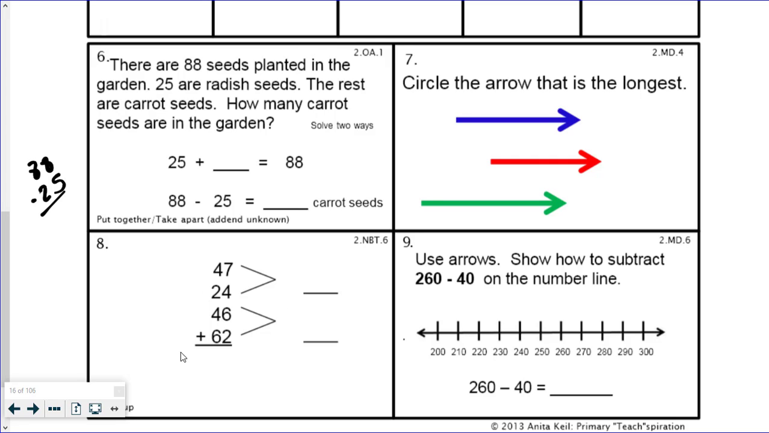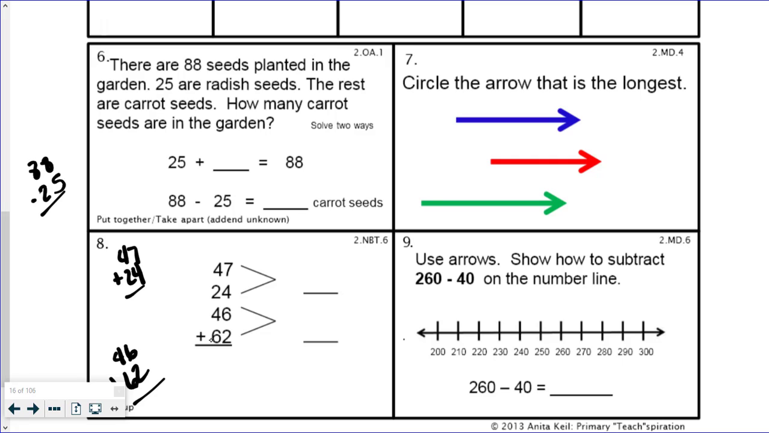Number 8, we've done problems like this before. There are 4 add-ins, and each add-in has double digits. So you're going to want to take your time with this one. First you're going to want to add 47 and 24 off to the side. Put my equal bar, and you'll want to put the answer right here. Then you'll want to add 46 plus 62, and then put that answer here. And then once you have these two answers, you're going to want to add these two answers up to get the final answer for that one. Pause your video, do number 8.